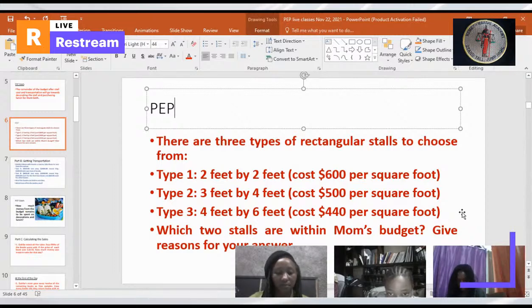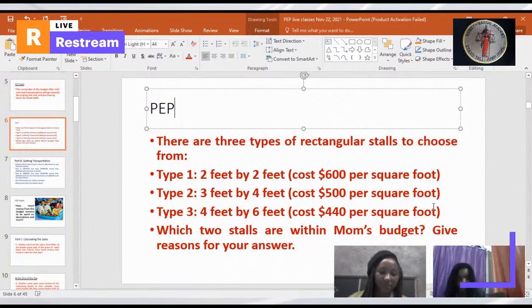Type 2 is 3 feet by 4 feet. Cost $500 per square foot. Type 3 is 4 feet by 6 feet and costs $440 per square foot.